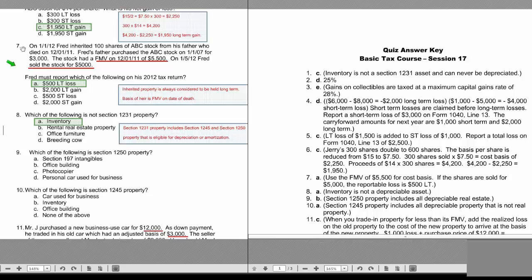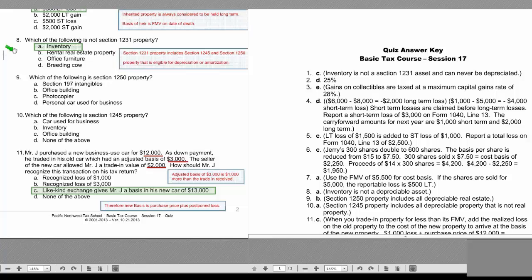Well, when we're dealing with inherited property, we do not look to the cost basis of the decedent. Instead, we look to the fair market value of the property either on the date of death or 6 months later, and most of the time we look to the date of death. In this situation, on the date of death, the stock had a fair market value of $5,500. If Fred turns around and sells it for $5,000, he's actually selling it at a loss. And even though he held the stock for what appears to be less than a year, just a couple of months, it happens to be the case that your holding period for inherited property is always considered to be long-term, and therefore we have a $500 long-term loss.